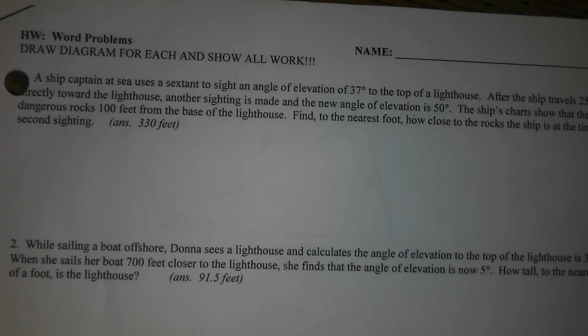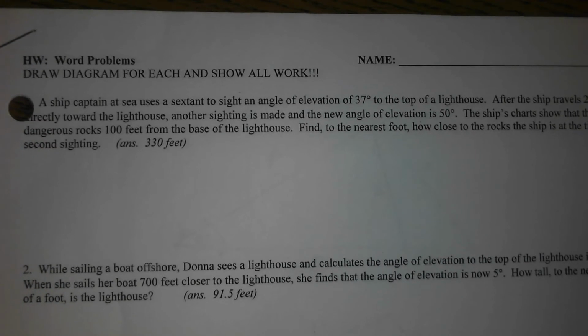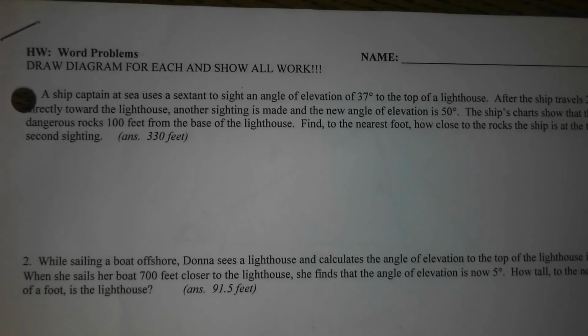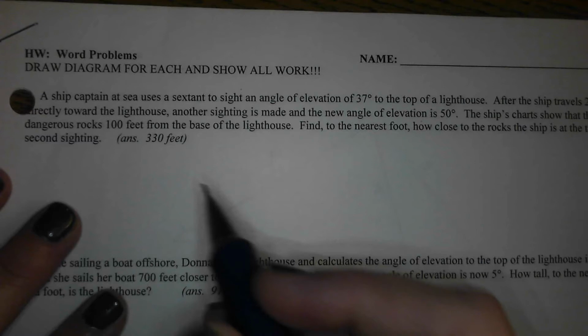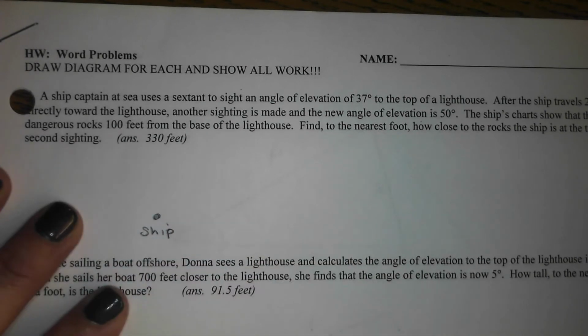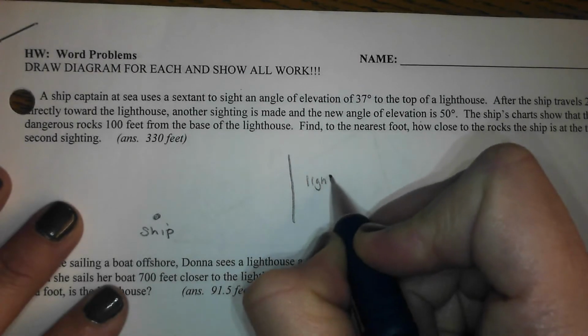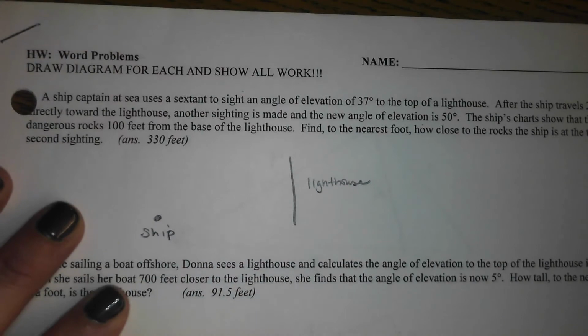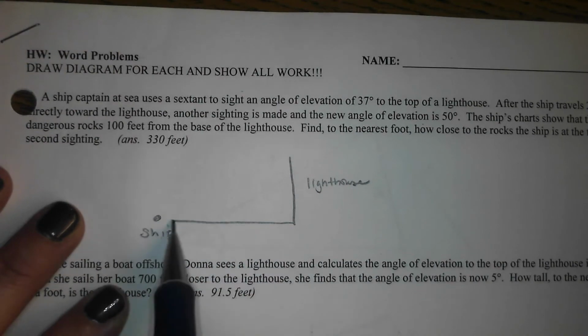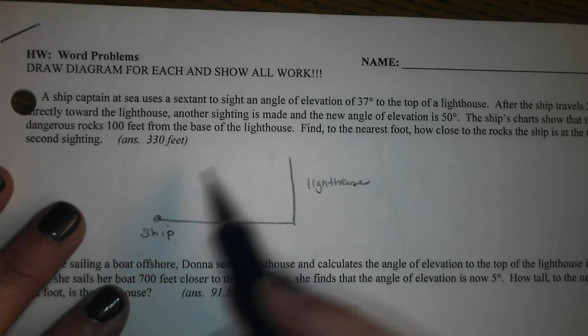So this ship captain at sea uses a sextant to sight an angle of elevation of 37 degrees to the top of the lighthouse. So drawing the picture is still an issue. So you've got someone on a ship. That's going to be my ship. And there's a lighthouse, which is going to be here. And the ship is some distance from the lighthouse, and the angle of elevation to the top is 37.